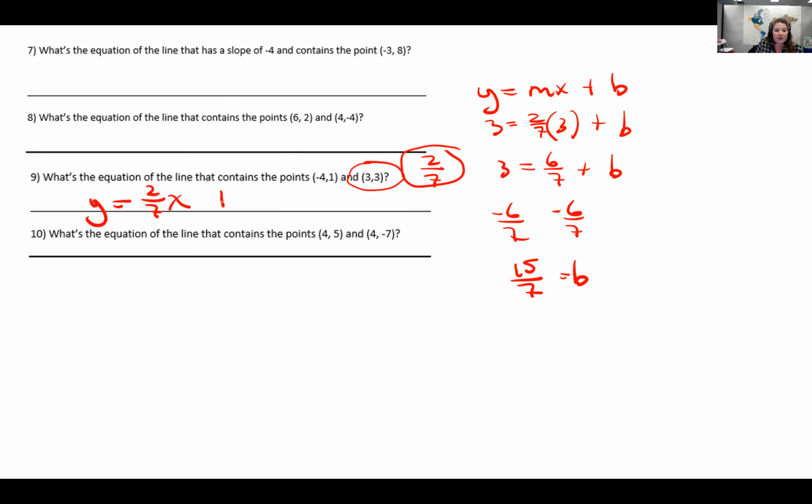I think of vertical. I know that my line is a vertical line, and I know that there's only an x in the equation. Well, what is the value of both of my x's? It's the same number, 4. So the equation of the line is x equals 4. That's the whole answer, x equals 4.